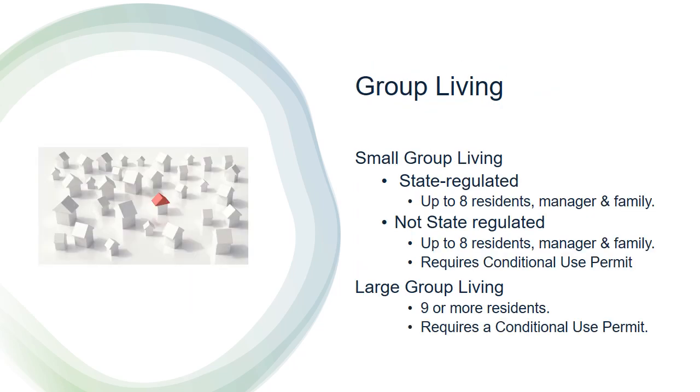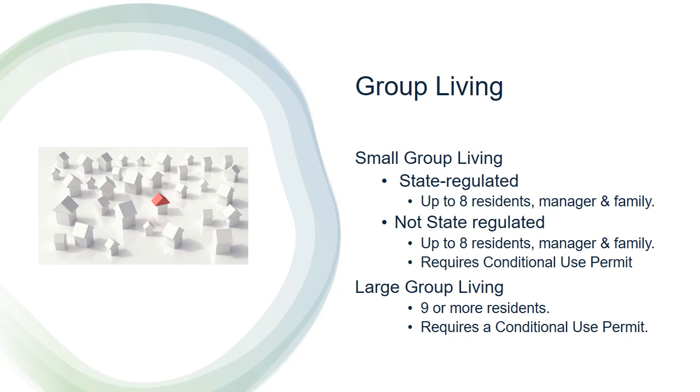The second subcategory is group living, which is made up of 3 land uses. These are vital uses that are very important within the community, who have unique needs or living circumstances. A small state-regulated group living facility can have up to 8 care recipients, along with a resident manager and their family. These are often adult residential care homes and special treatment facilities holding state license.